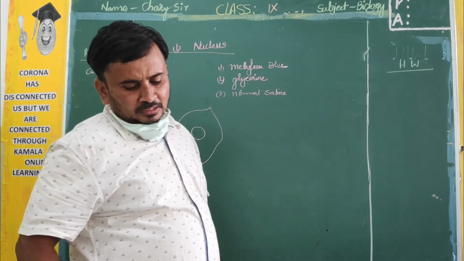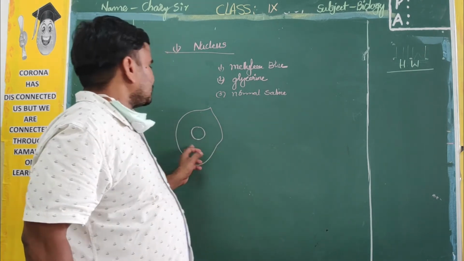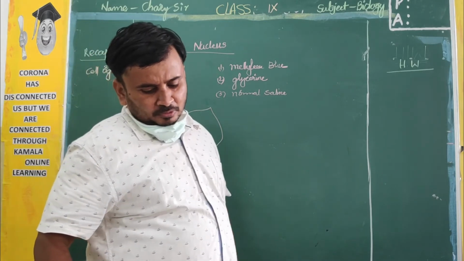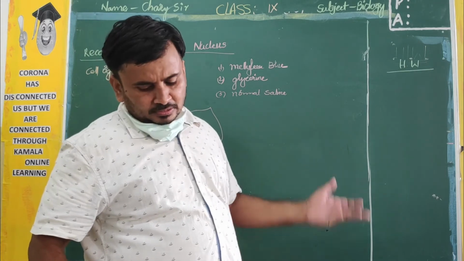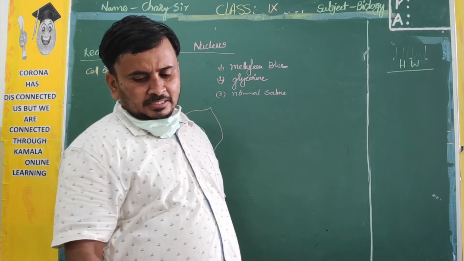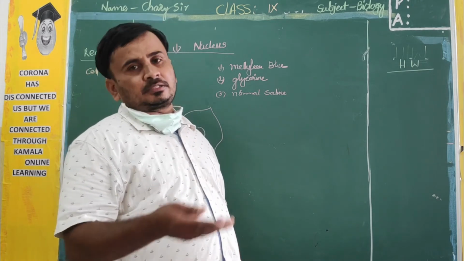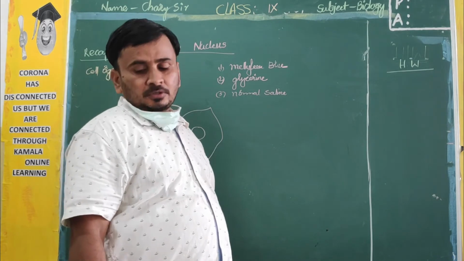And is there any dark colored spherical dot-like structure near the center of the cell? It is nearly at the center of the cell. You have already studied about this dark colored dot in the cell. What is that? Nucleus. Okay, so this is the experiment. I have already explained about the nucleus. This is the observation of the nucleus.